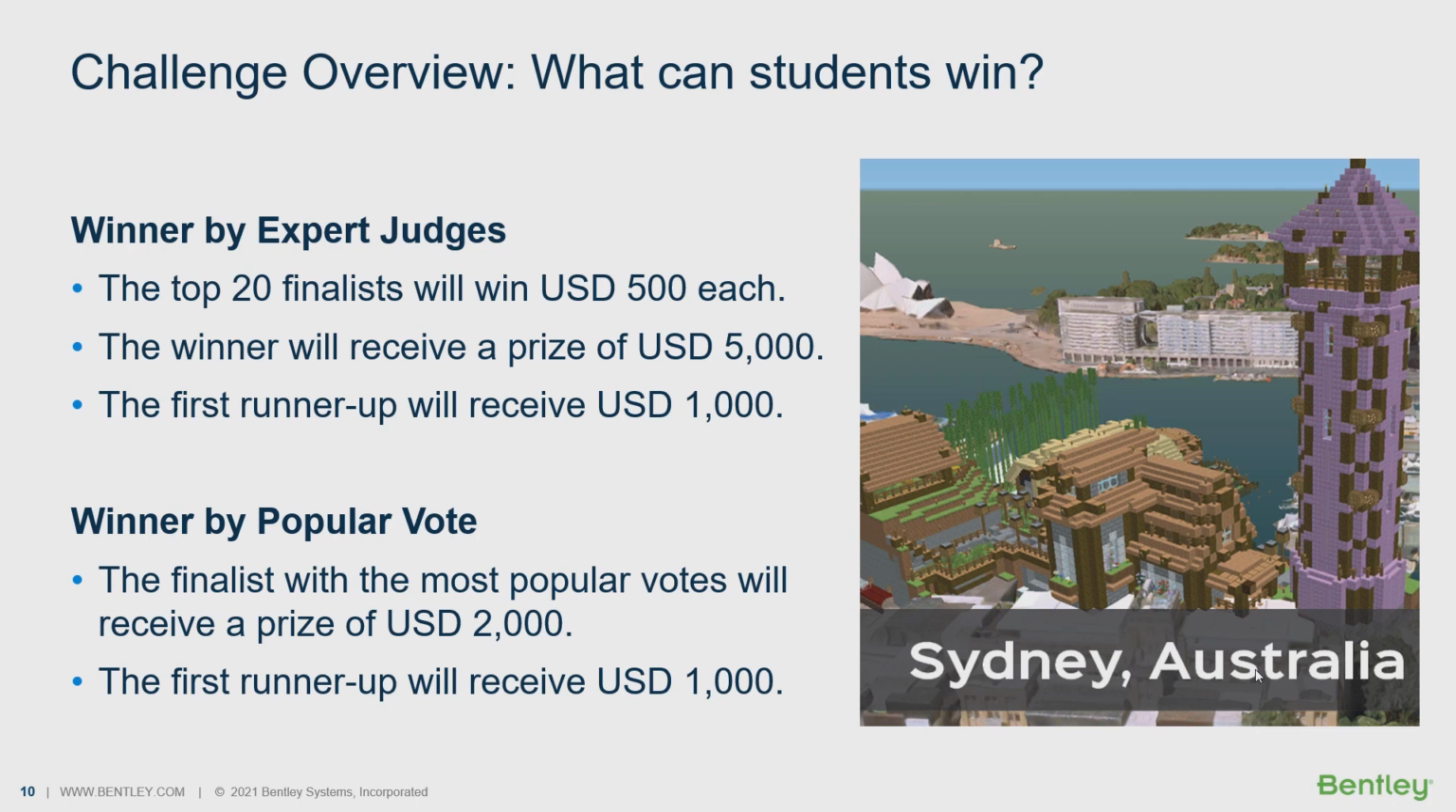So the winner by popular vote, that's going to be once we've selected the finalists, we're going to publicize them on our contest webpage, and then people will be able to vote on their favorites. And the winners of the popular vote, the finalists, will win an additional $2,000 US dollars, and the first runner-up will receive 1,000 US dollars. So pretty exciting.